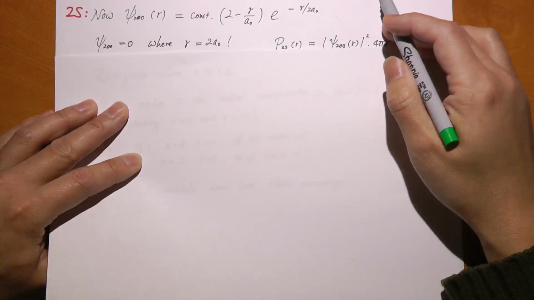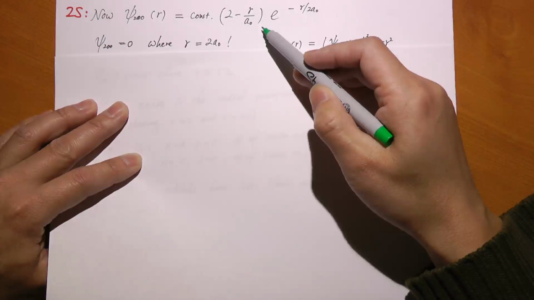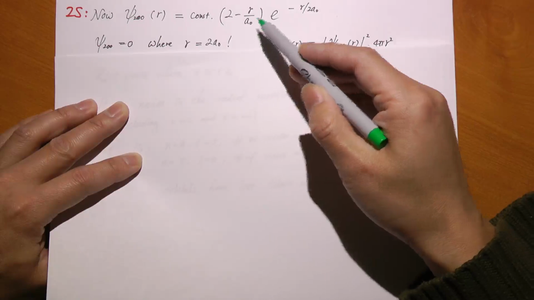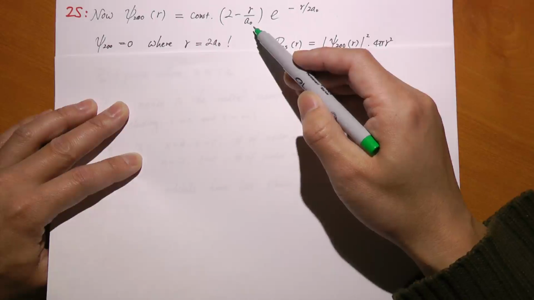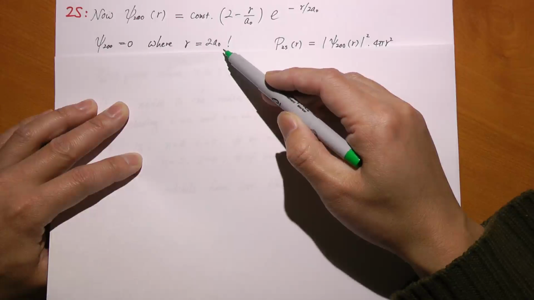But one funny thing you notice immediately is that there is a point where this psi goes to 0, and it's very clear it's 2 a naught, right? 2 minus r over a naught equals 0. So the wave function goes down to 0 at r equal to 2 a naught. Now, isn't that weird?